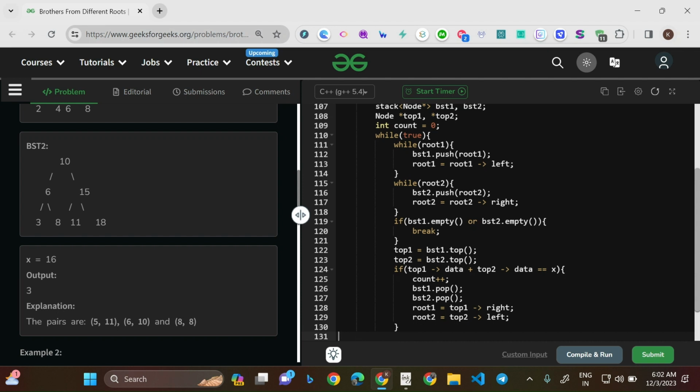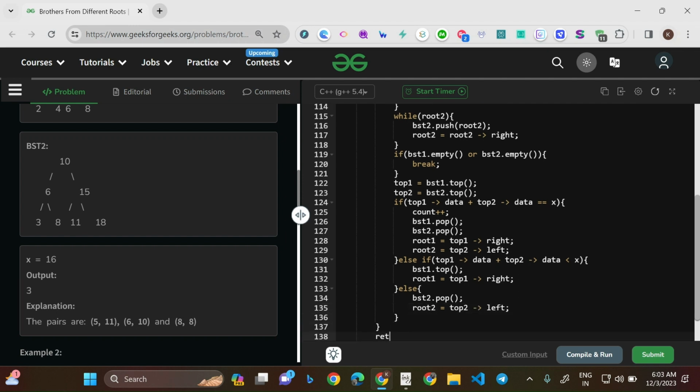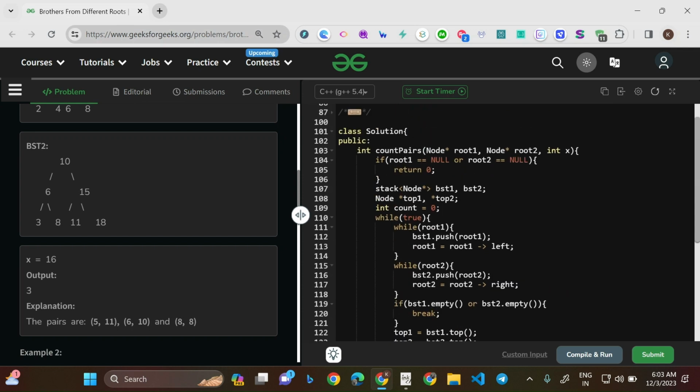And in case else, if the top1 data plus top2 data turns out to be less than x, what will you be doing? First you'll pop the top element, and then you'll go to the right side, so root1 equals top1's right. I hope you understand this particular thing. Else if the sum turns out to be greater than x, you'll pop out of the second stack and then go to the left, root2 equals top2's left, and finally you'll return the count. That's it. This is the whole code for this.